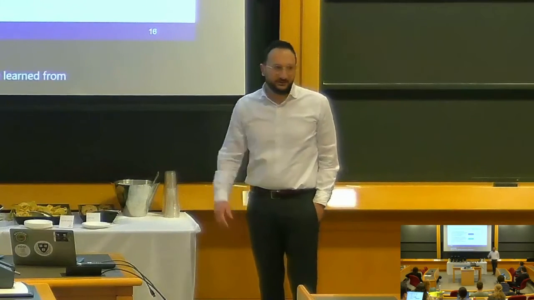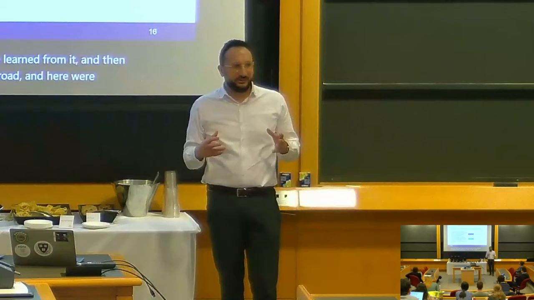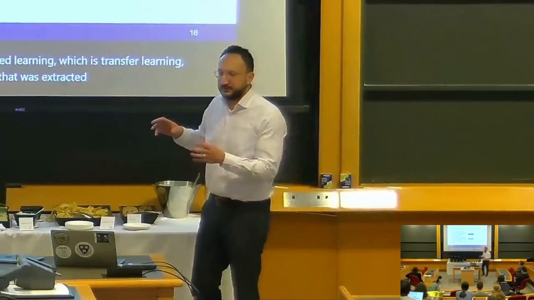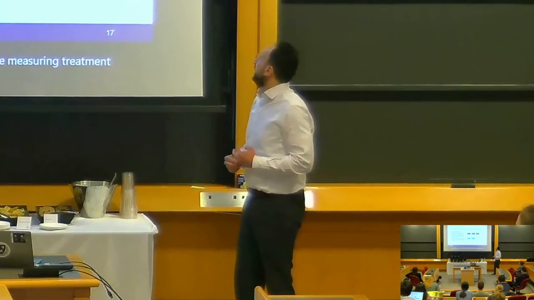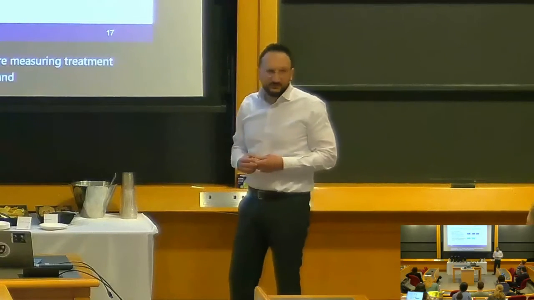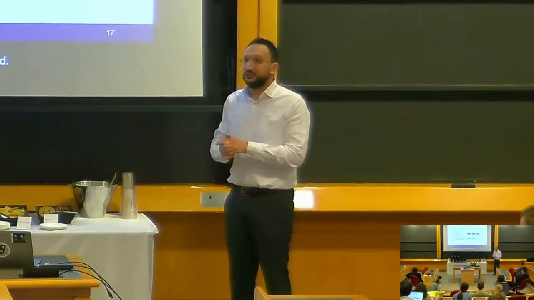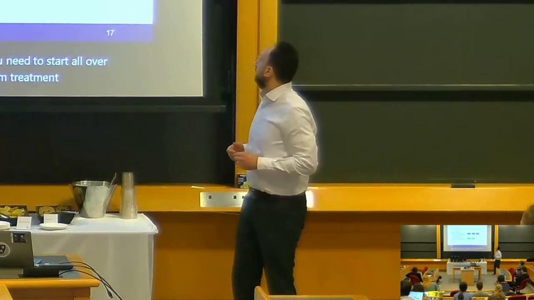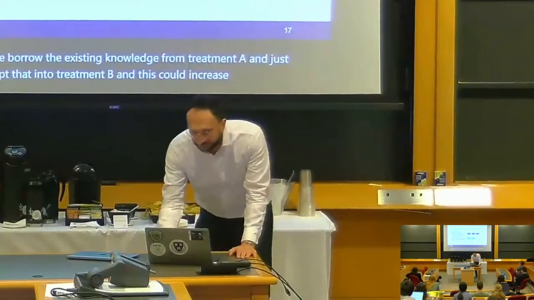But what if one data set came and then we learned from it, and then another trial happens 5 years down the road? Here we have a complementary method to federated learning, which is transfer learning: just learning the prior knowledge that was extracted before and applying it to a new data set. An example of this: say we're measuring treatment A from 3 clinical trials, and then we create the CATE for A, and then a similar drug called B came out in the market 5 years down the road, and we have 2 clinical trials. Do we need to start all over again, or can we borrow the existing knowledge from treatment A and adapt that to treatment B? This could increase the power in the data.